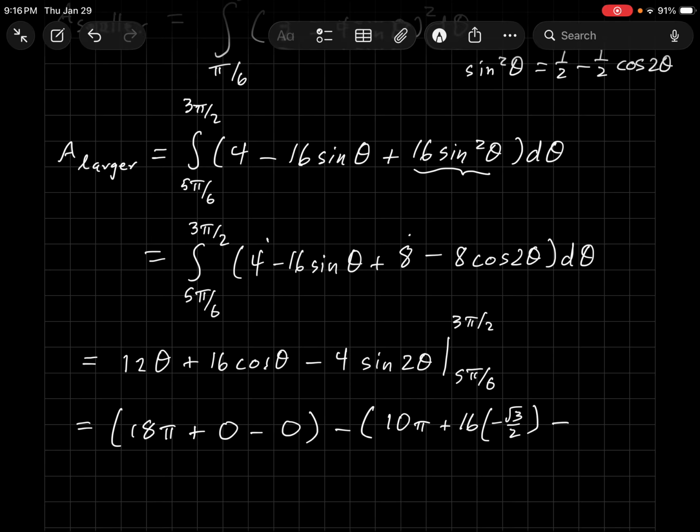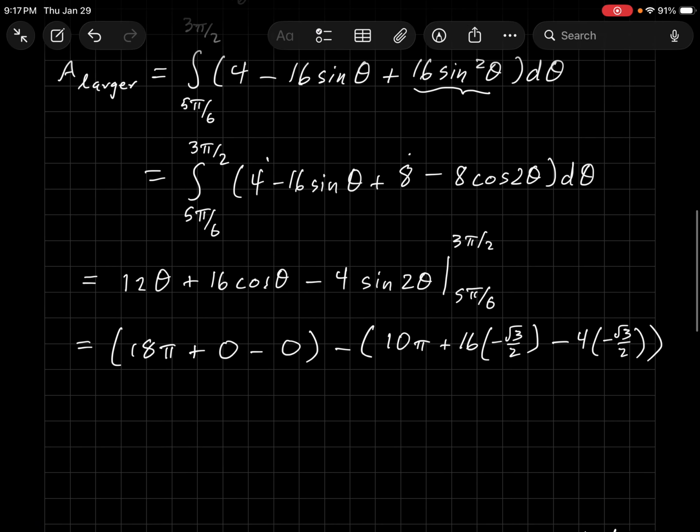And then minus 4 times the sine of 5 pi over 3, which is also negative root 3 over 2. If you need to, stop the video and confirm that these values are correct. So we get 18 minus 10 pi.